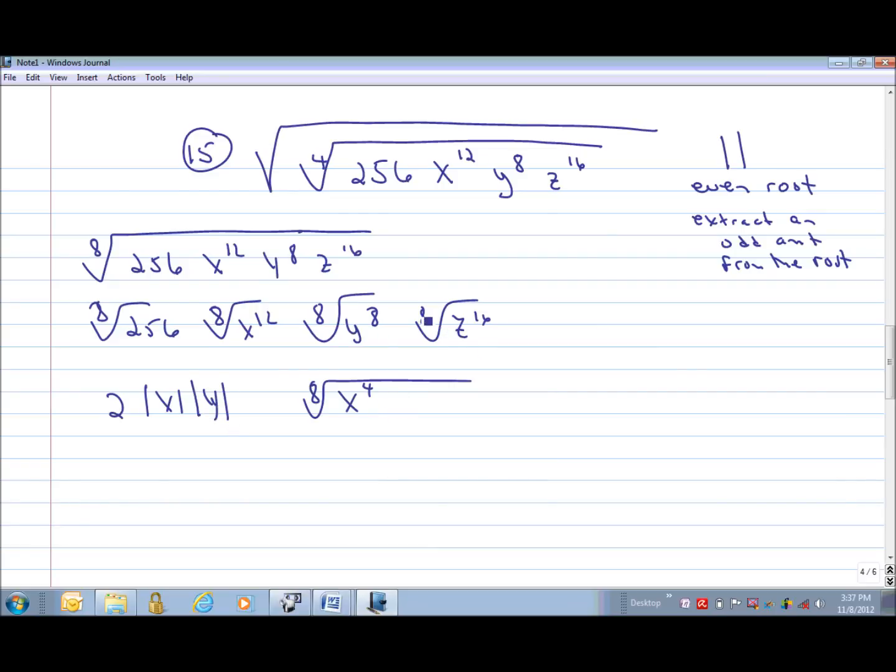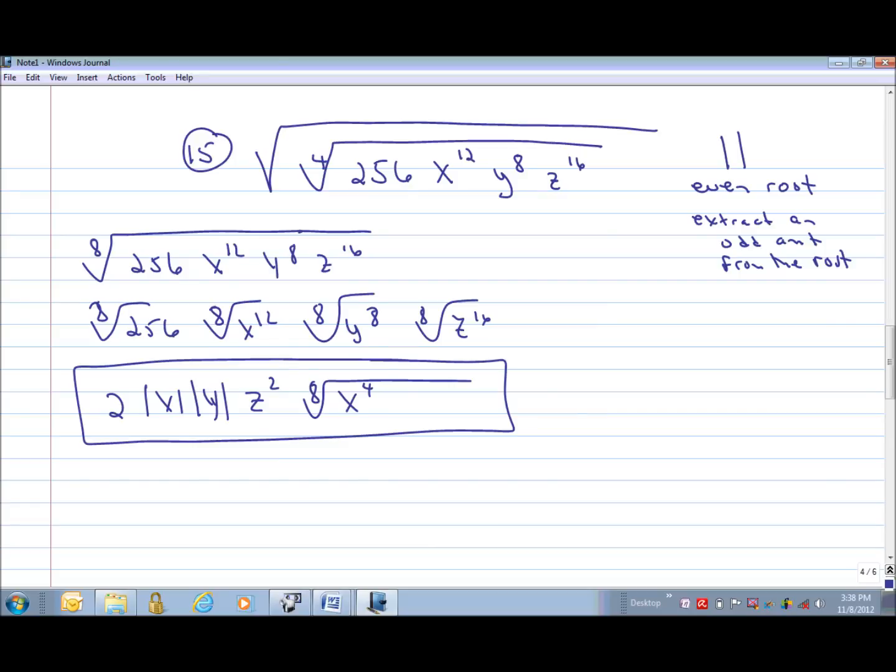And then finally, 8 goes into 16 twice. That's 2 z's coming out, and because we have our z squared coming out, that's an even amount, so we would not have any absolute value bars, so z squared. And that would be your answer.